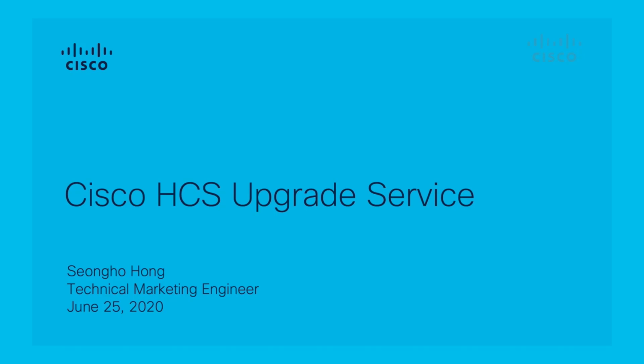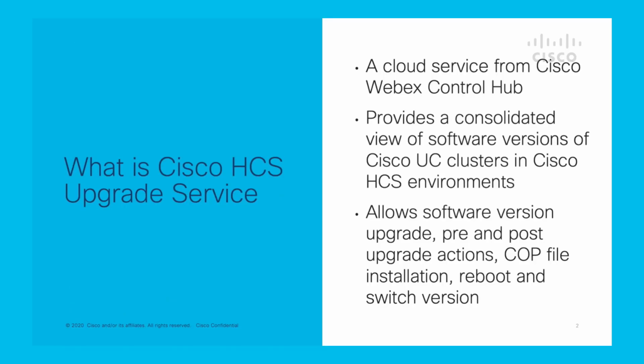Today I'm going to introduce Cisco HCS Upgrade Service. Cisco HCS Upgrade Service is a cloud service from Cisco Webex Control Hub. The upgrade service is to provide a consolidated single pane of view of software versions of Cisco UC clusters in Cisco HCS environment. With the upgrade service, you can upgrade software of Cisco UC applications such as Communications Manager, IM and Presence, Unity Connection, or CER.